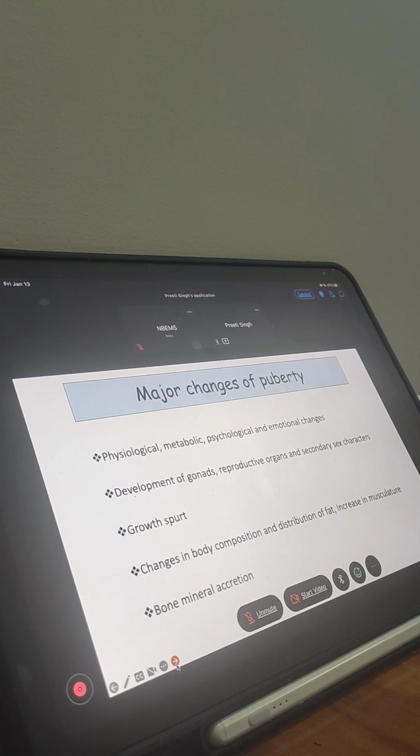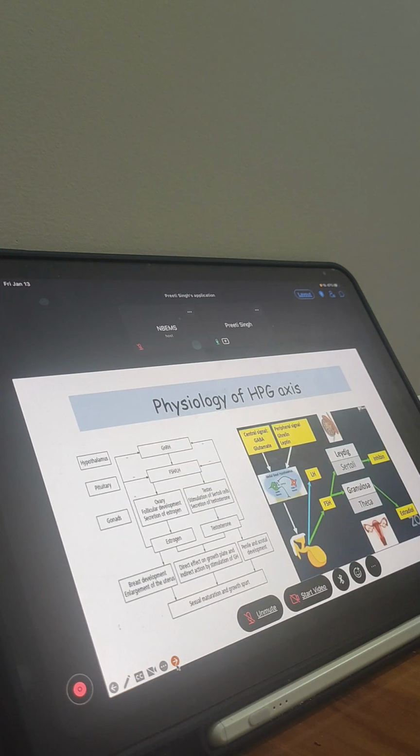It is very important that we all undergo puberty normally and at the appropriate time so that all these changes are well accommodated by us. Now, just a brief overview on the physiology of the HPG axis. What happens is that there are some central signals as well as peripheral signals.